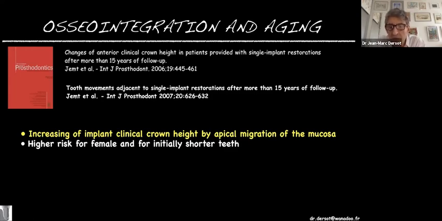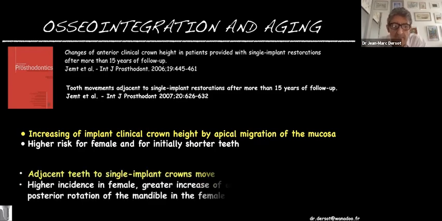And as we know, when we get older, we also have longer teeth, even if we don't have any periodontal problem. There is a slow migration of the whole periodontium in an apical direction, I insist, without any pocketing. It's not a pathology. But with age, teeth seem much longer. As you can see, they consider that there are two high-risk populations: female and initially shorter teeth.